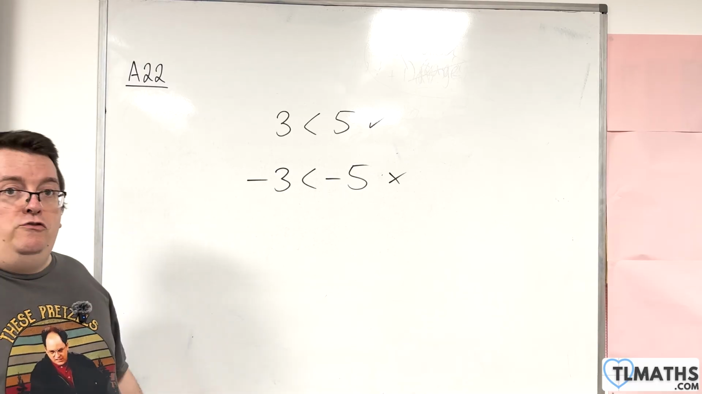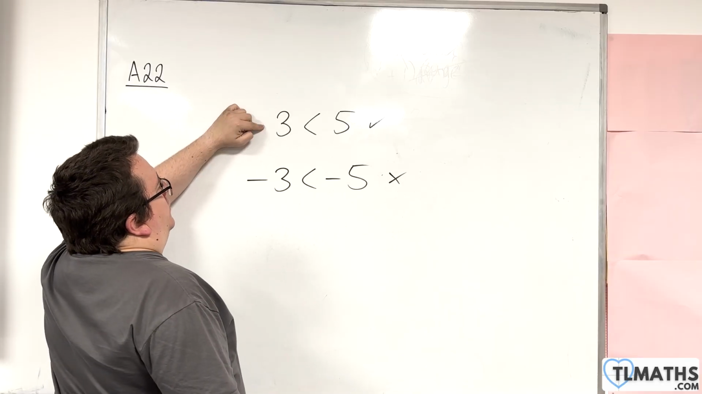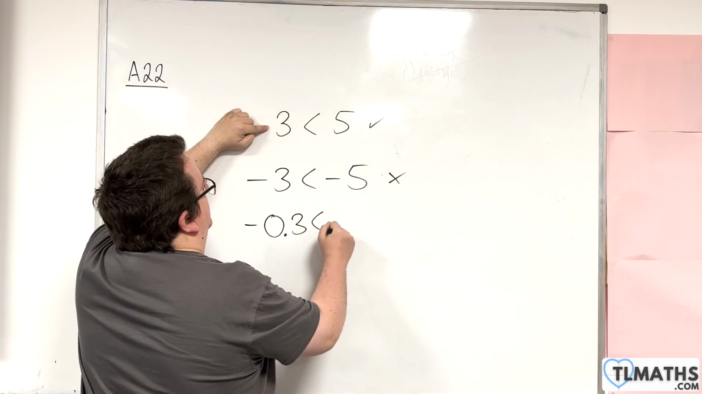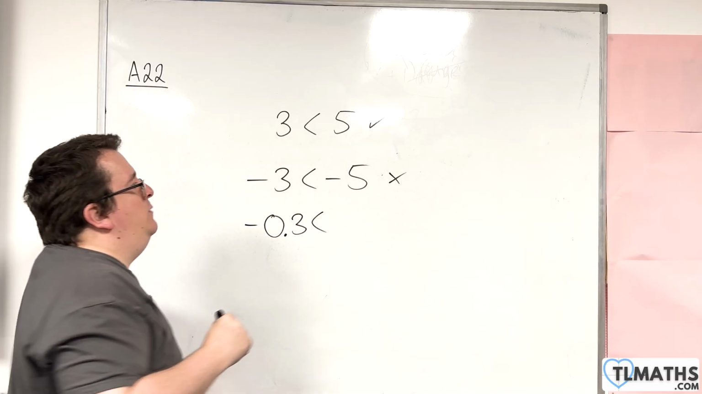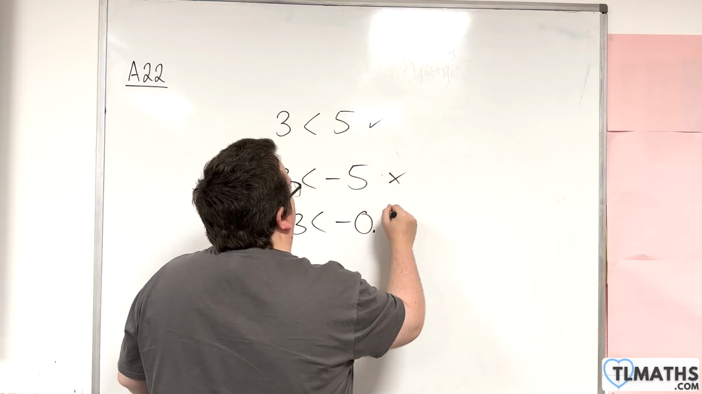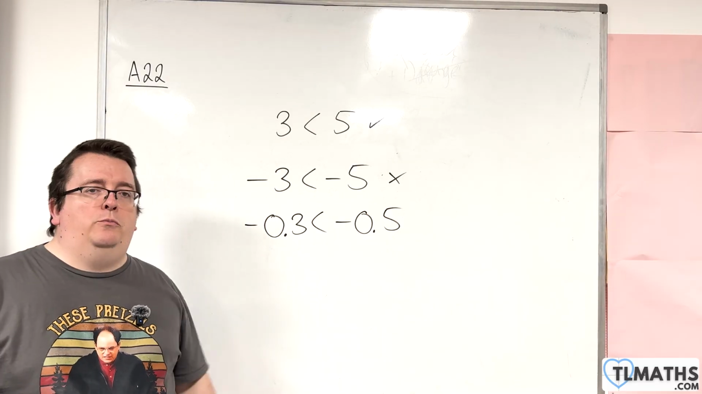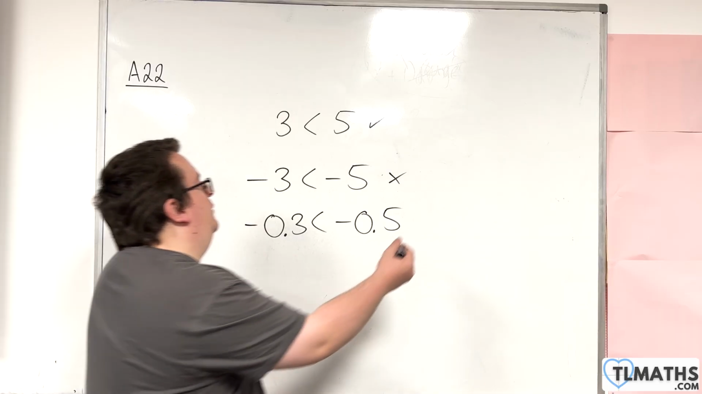What if I divided through by a negative number? What if I divided through by negative 10? 3 divided by negative 10 is minus 0.3. And 5 divided by negative 10 would be minus 0.5. Now, is minus 0.3 less than minus 0.5? No, it's not. That's false.